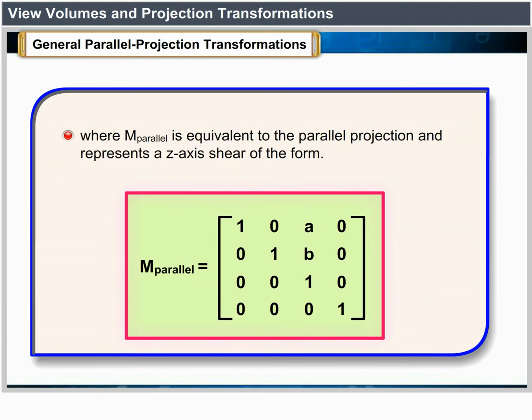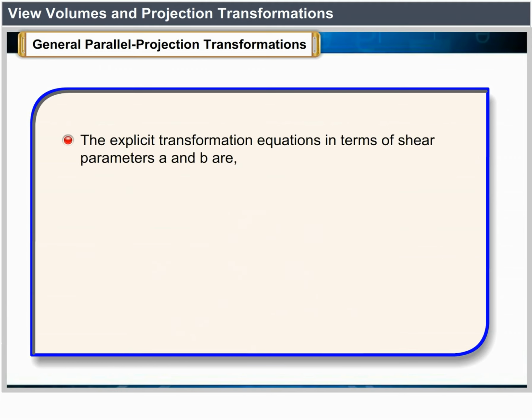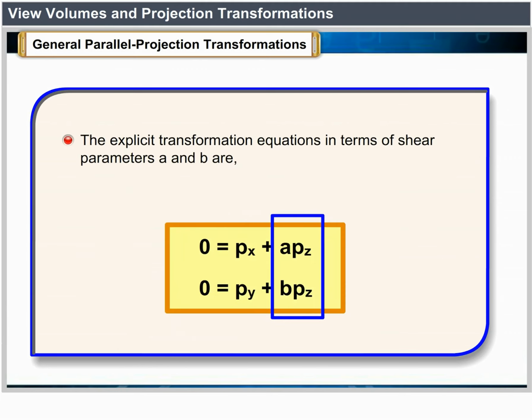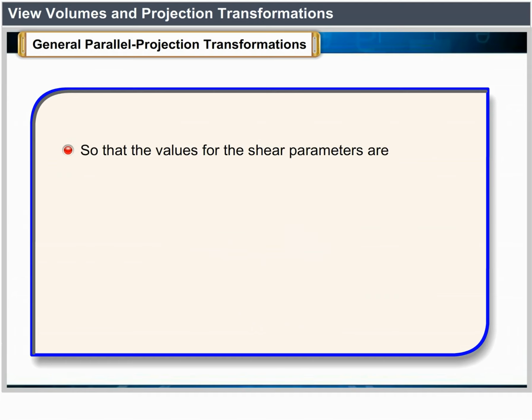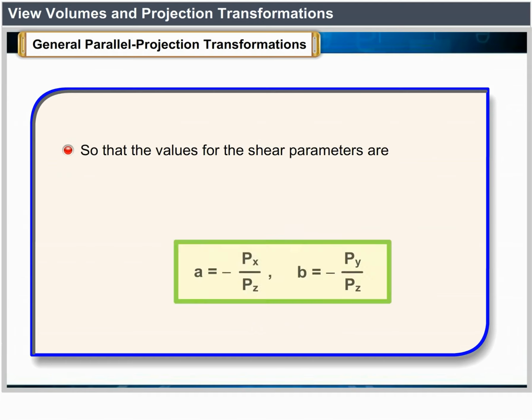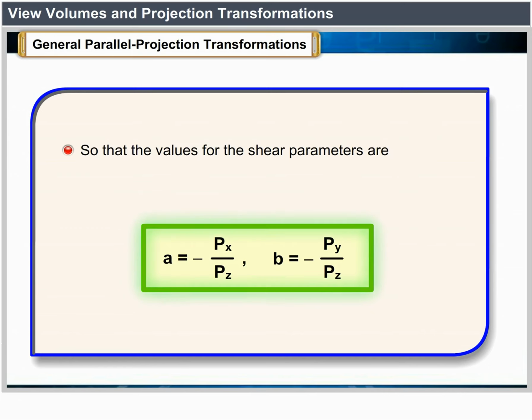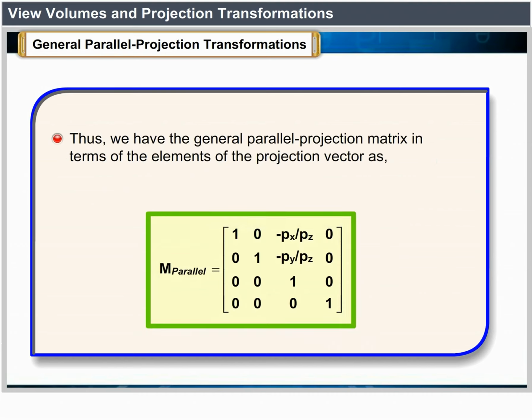The explicit transformation equations in terms of shear parameters a and b are 0 equals Px plus a Pz, and 0 equals Py plus b Pz, so that the values for the shear parameters are a equals minus Px over Pz and b equals minus Py over Pz. Thus we have the general parallel projection matrix in terms of the elements of the projection vector as shown below.